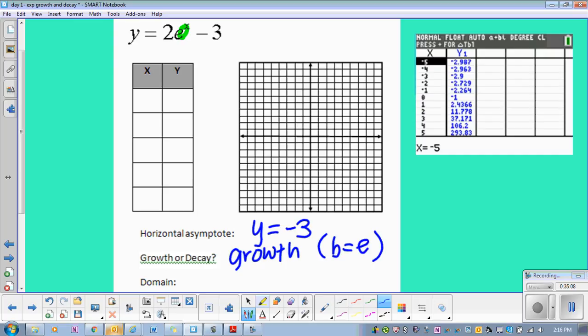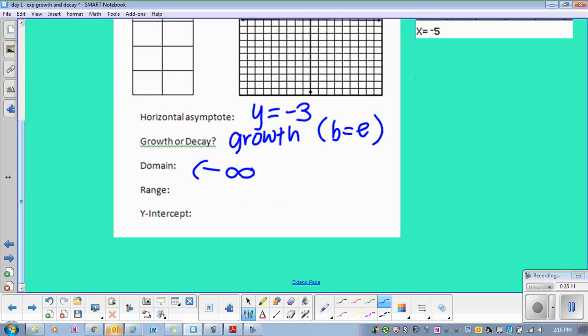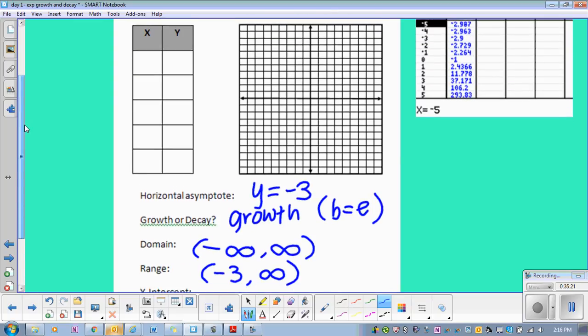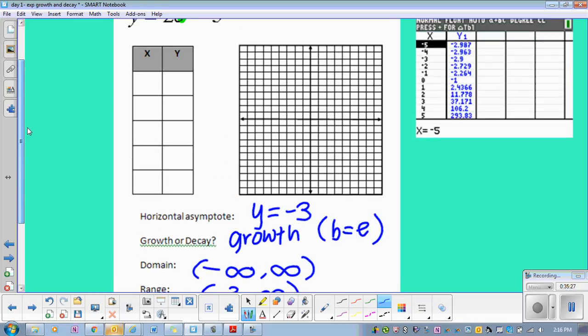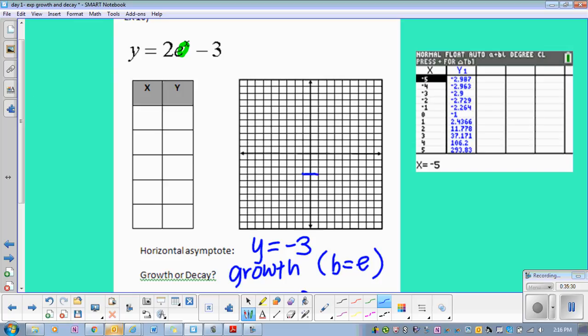Now, as far as the domain, always all real numbers. Your range, you should have had -3 to infinity. And then your y-intercept is (0, -1). Did you graph it though? I hope everyone graphed this. Just graph it real quick. (0, -1), (1, -0.3)... you're about that much. There we go.